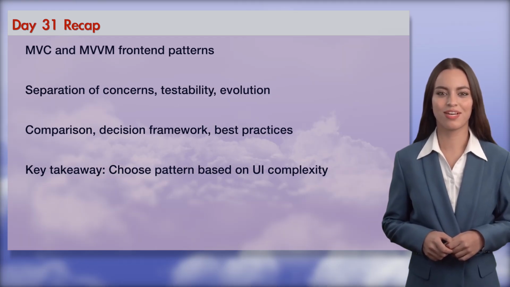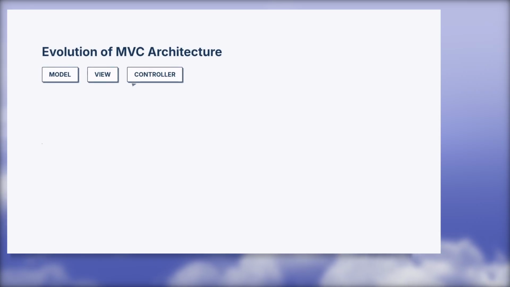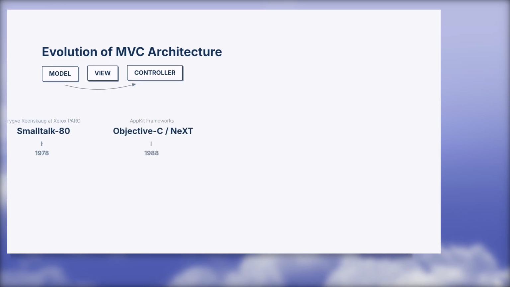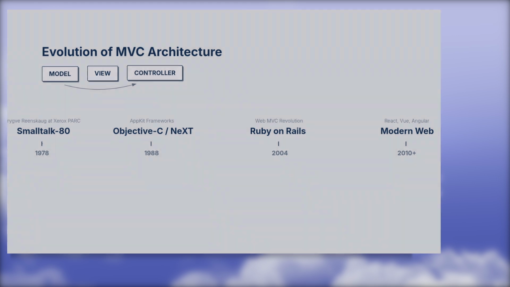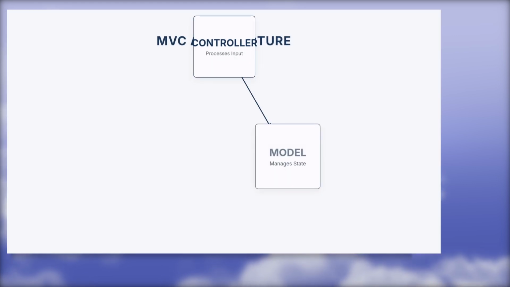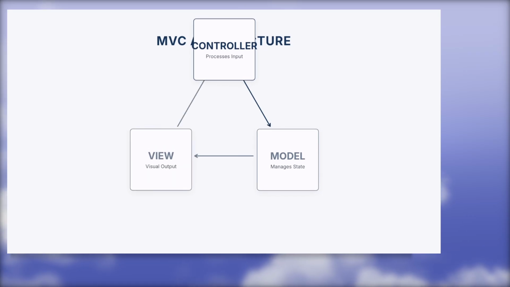Today, we explore the foundational technical backgrounds of front-end patterns, MVC and MVVM. MVC dates back to the late 1970s with Smalltalk 80. It was the first major effort to decouple data representation from user interaction in graphical interfaces. Technically, MVC works as a triangular flow where the controller processes input, the model manages business logic and state, and the view provides the visual output.